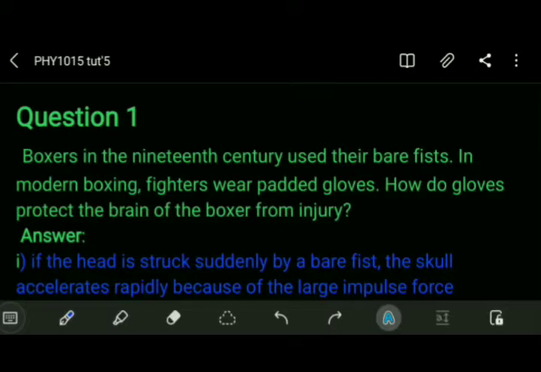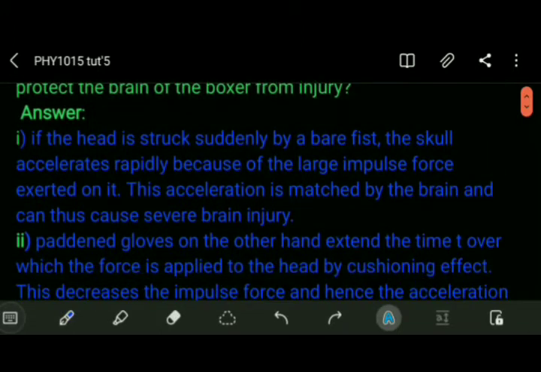Okay, so again, you remember the carpet floor and the wooden floor? This question is similar to that. Of course, you may have some better answers, but what we need to know is if you strike the head with your bare fist, the head accelerates rapidly because the impact force is applied over a very small amount of time. Meaning that the impulse is much greater, and this causes a larger acceleration. And we know that when the brain is accelerated at very high rates, it causes injury. So that's basically what it's saying there.